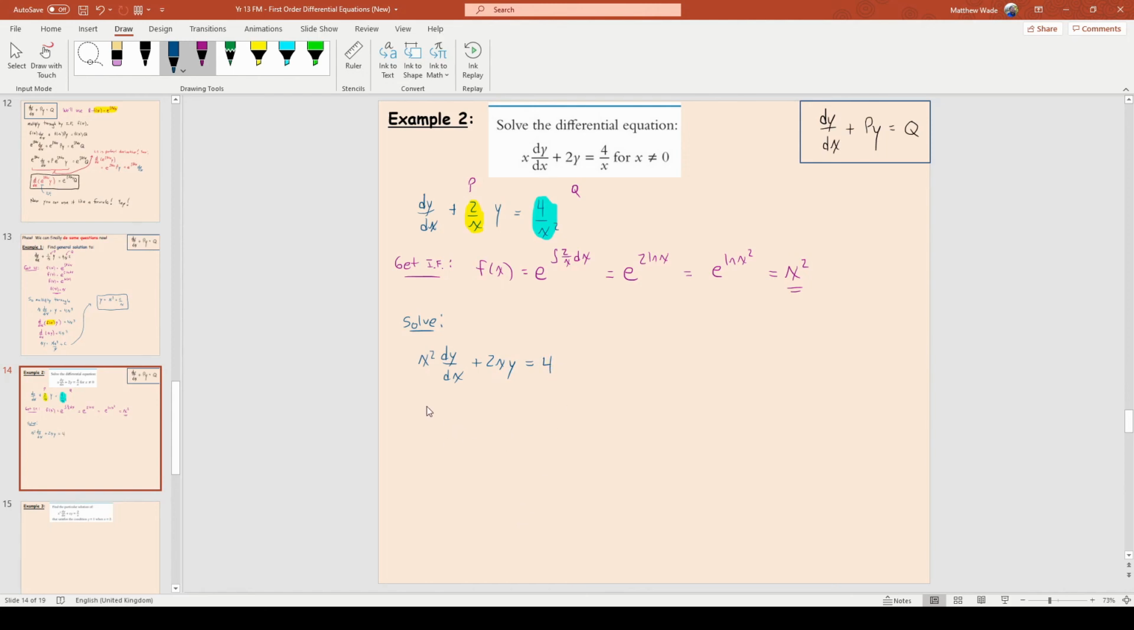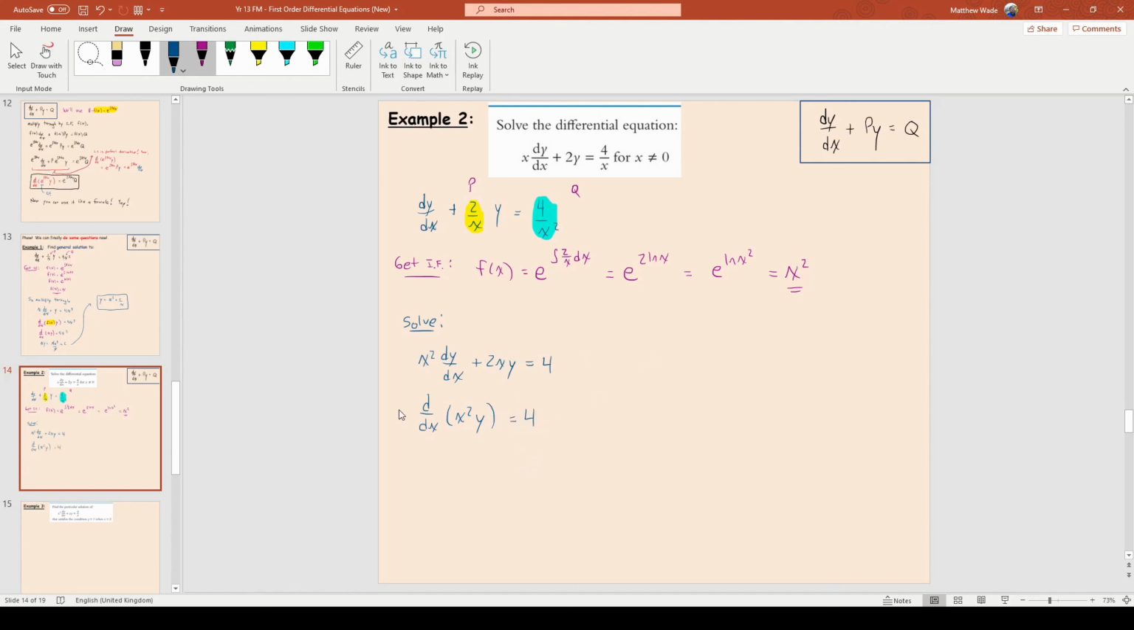Now I know my trick as well, so I know that for sure this side is going to be a perfect derivative. So it's going to be d/dx of our integrating factor times y. So we get x squared y, and that's just going to equal 4. So happy days.